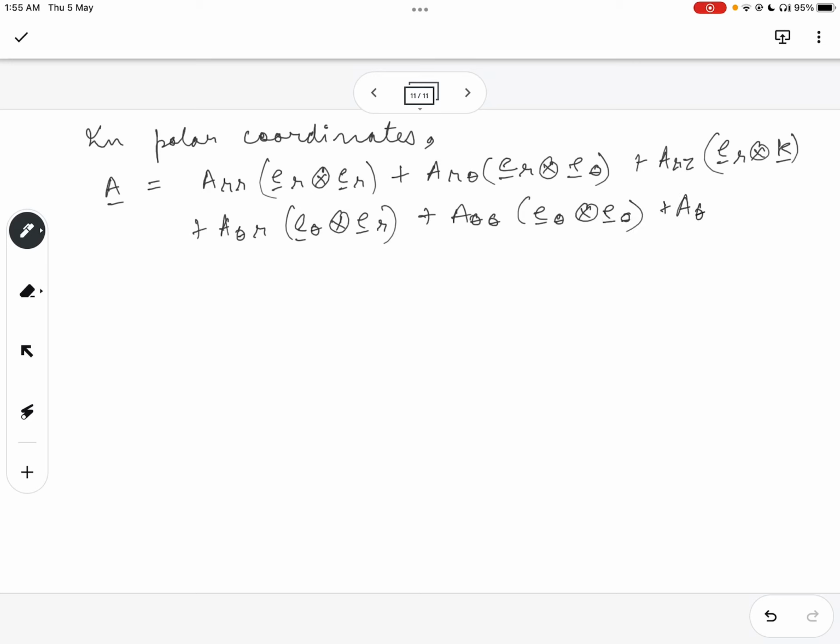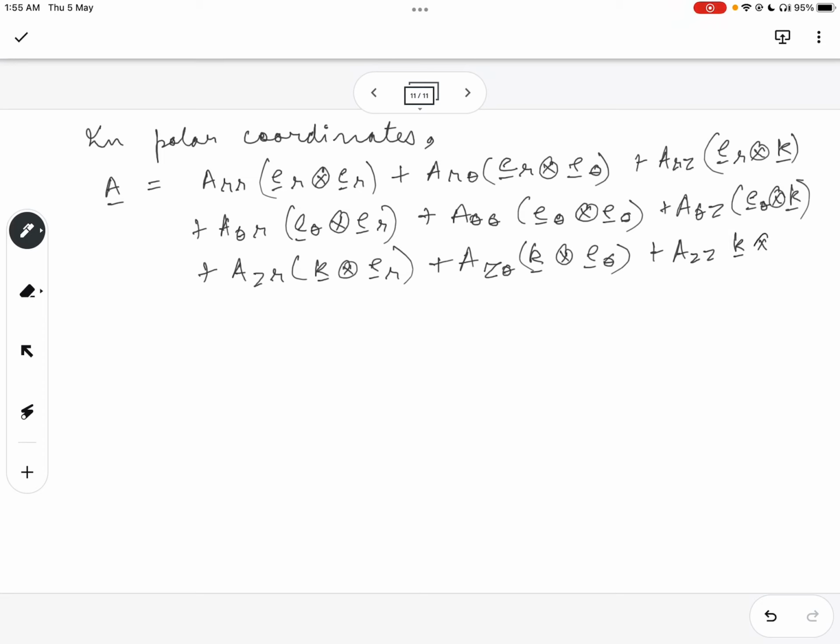plus A theta Z E theta dyadic K plus AZR K dyadic ER plus AZ theta K dyadic E theta plus AZZ K dyadic K. All these, ARR to AZZ, are functions of R, theta and Z.